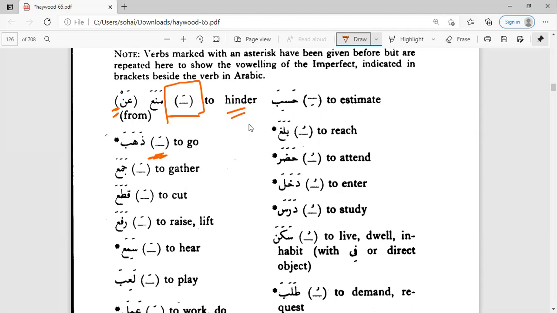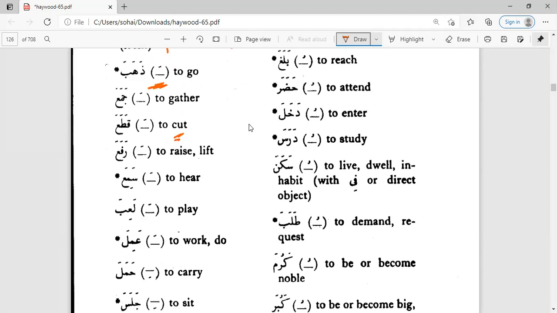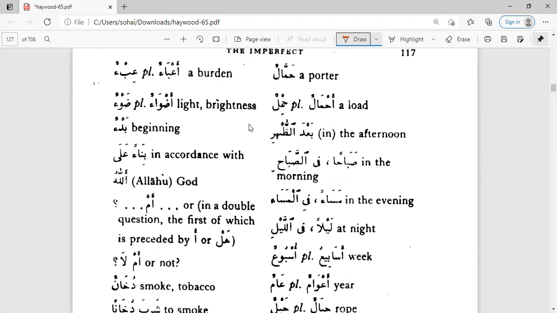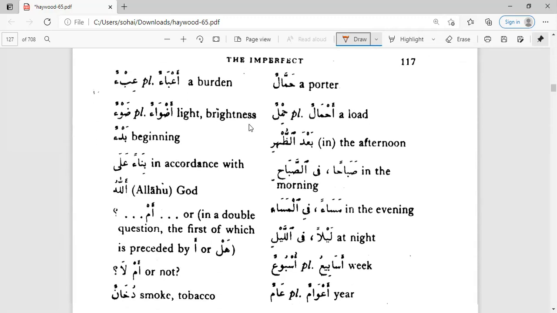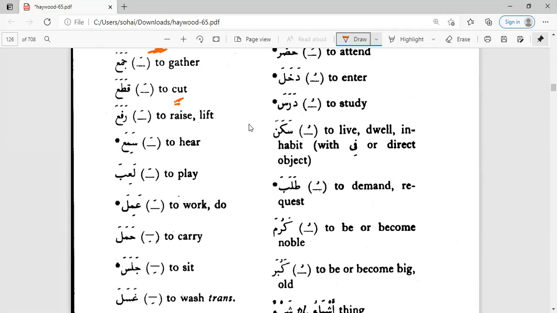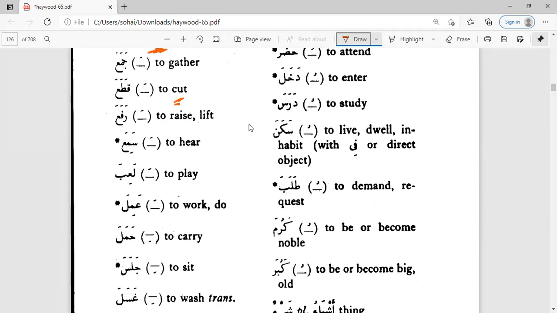Rafa'a. What is this star after Zahaba? After Sami'a, this star, I don't know. It doesn't say. No, I don't know. Maybe it does. It doesn't mention. I can't see. If you guys could see, just let me know.